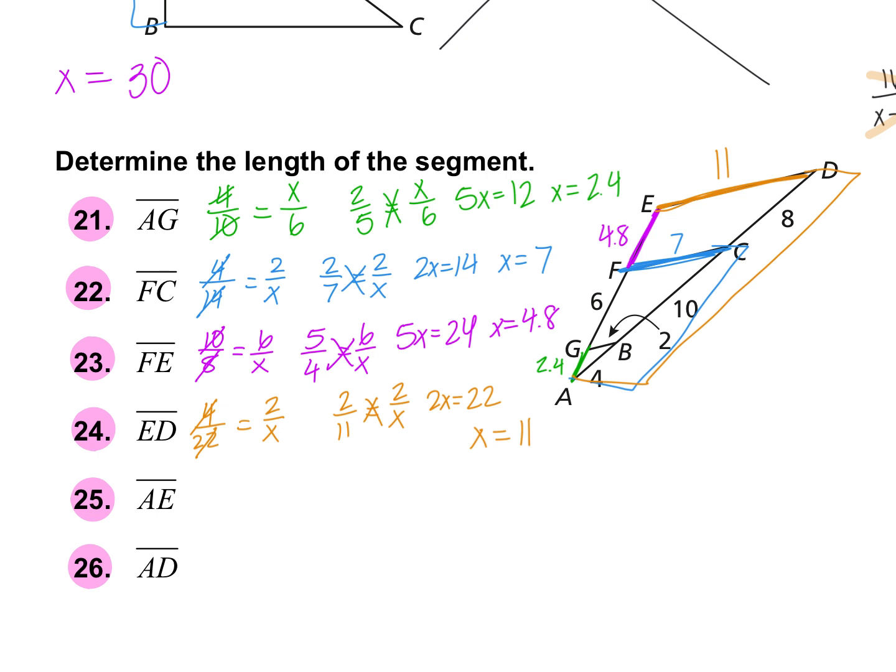All right, and the last 2 should have been pretty easy. It's just asking for AE. All you have to do is add what you have. 2.4 plus 6 plus 4.8. If you added them correctly, what would you have gotten? 13.2. And then for AD, you have 4 plus 10 plus 8. We kind of added it before, and that gives me 22.